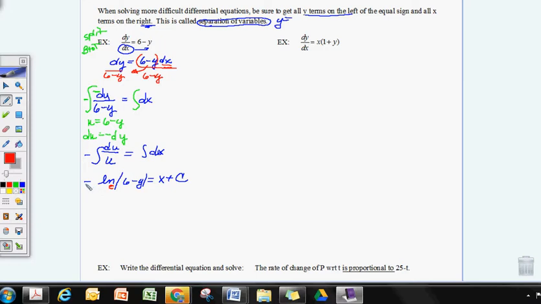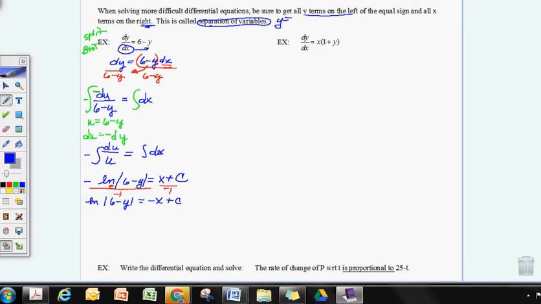But the first thing I have to do is get this natural log term by itself. So I am going to divide by -1 on each side first, and that means my natural log of 6 minus y is going to equal a negative x. I am still going to say it's plus c because we don't know if that's a negative or a positive. Hey, we're allowed to do that.